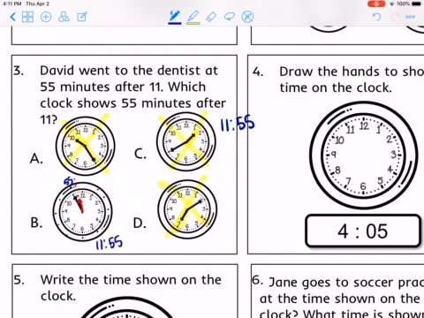Now, if David went to the dentist at 11:55 p.m., it's going to be dark outside. You should have been in bed for like 3 or 4 hours. We're about to start the new day. So does that make sense to you that it would be 11:55 p.m.? I don't think so. Not many dentist offices are open at 11:55 p.m. unless it's an emergency. So David went to the dentist at 11:55 a.m. But 11:55 a.m. is almost noon, which would be 12 o'clock p.m. So that's like 5 minutes before the afternoon.